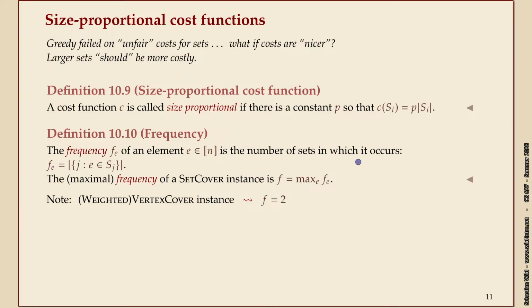So let's see what we can do. It turns out we need another notion here, which is the notion of frequency. So the frequency of an element of the universe is just the number of sets that it occurs in. So a very natural thing to look at. And we'll keep this maximal frequency f without any subscript. That's just the largest number of sets that any specific element occurs in. We've seen this before, just I didn't give it a name there. The vertex cover instances are precisely the set cover instances where f is 2, when the element occurs in just 2 sets.